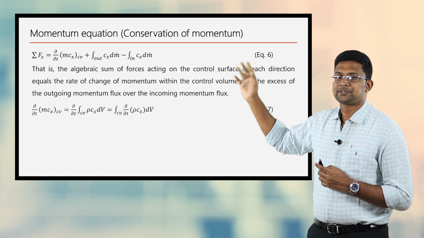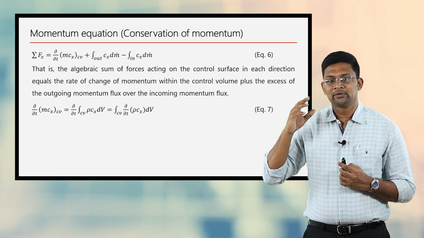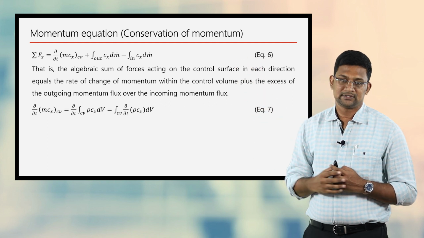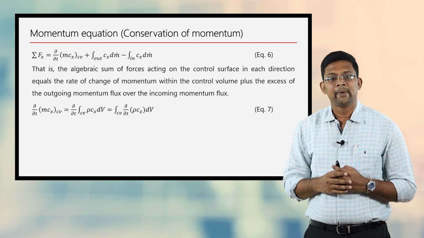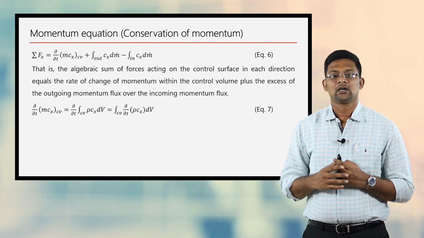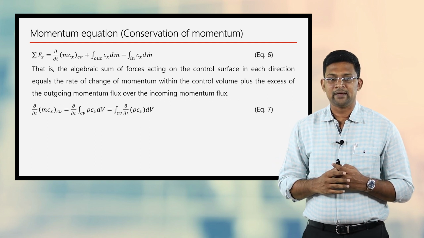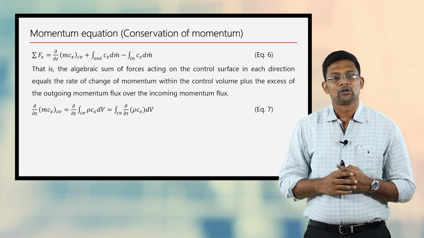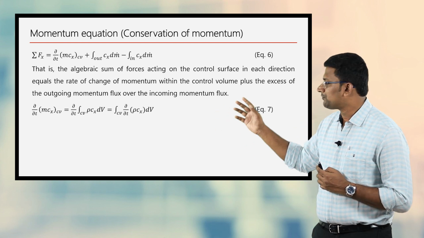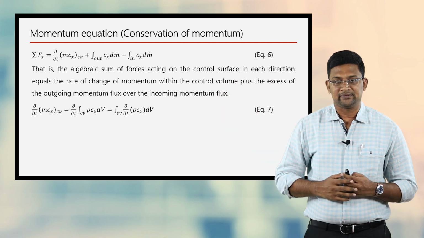So this is how expression 6 can be read. In the next step, like the continuity equation, we are going to rewrite all these terms. Let us start with the first term on the right hand side, that is ∂/∂t of ∫ρ Cx dV within the control volume. You know, mass is equal to density into volume. So in this expression, instead of m, I am going to substitute ρ dV. And after performing the rearrangement, we can see it as in expression number 7.